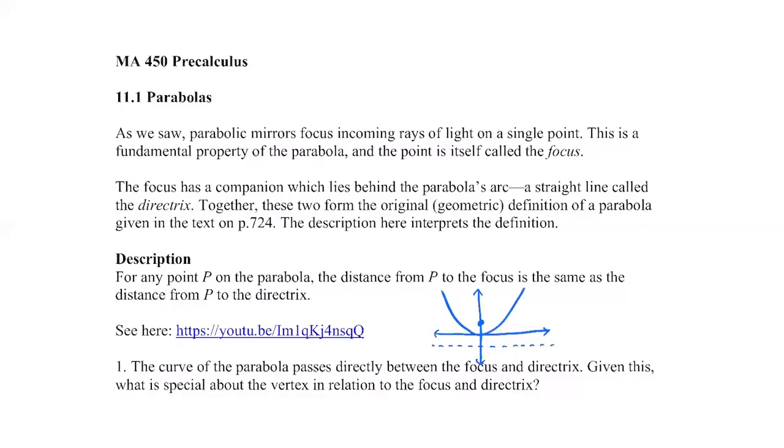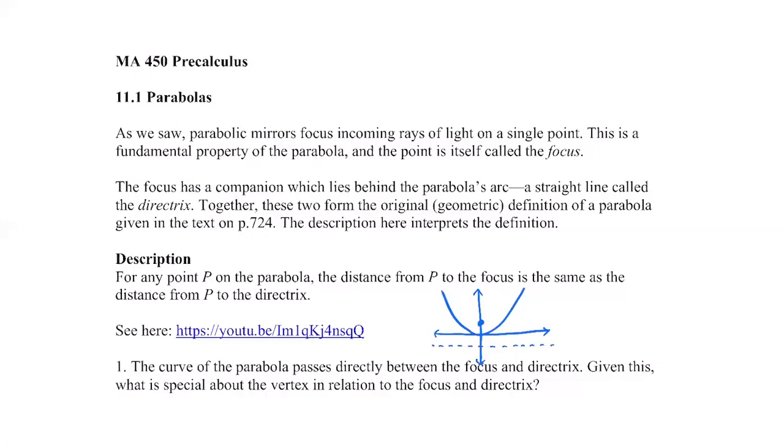11.1 Parabolas. As we saw, parabolic mirrors focus incoming rays of light on a single point. This is a fundamental property of the parabola, and the point is itself called the focus. The focus has a companion which lies behind the parabola's arc, a straight line called the directrix. Together, these two form the original geometric definition of a parabola given in the text on page 724.